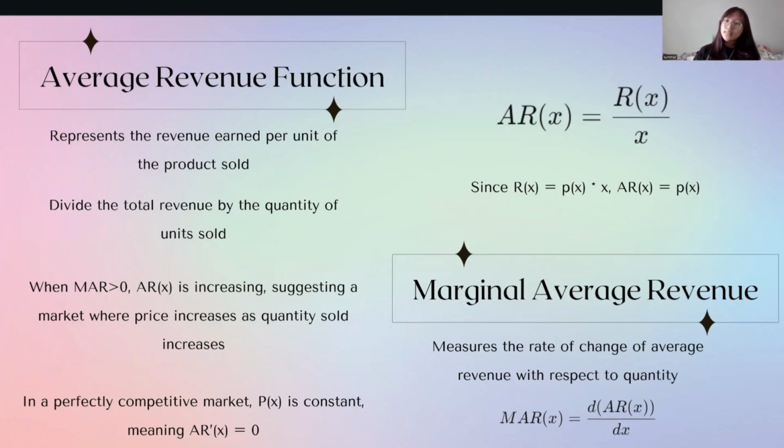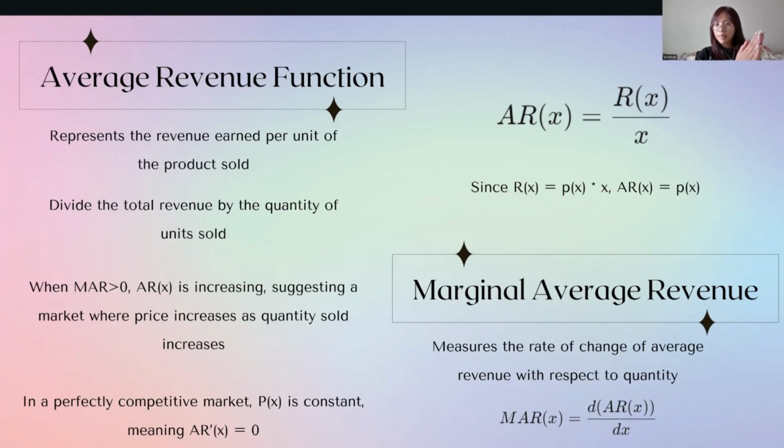However, since revenue function is equal to price times x, we can say that average revenue function is equal to the function of the price. So marginal average revenue is the derivative of the average revenue function. This function measures the rate of change of average revenue with respect to quantity. Now, when marginal average revenue is higher than 0, this means that the average revenue function is increasing, suggesting a market where price increases as quantity sold increases.